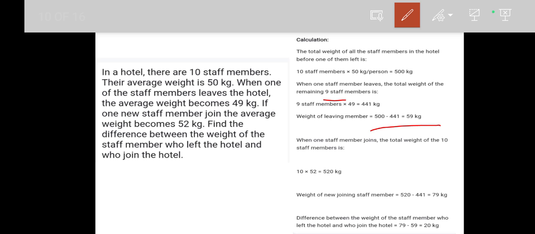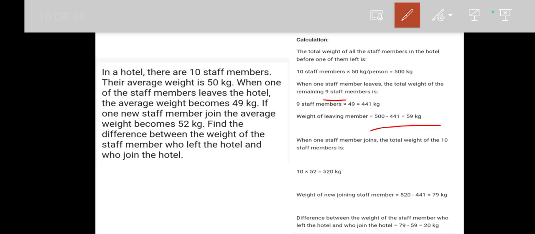Now when a new member joins, again the total staff becomes 10, right? So 10 into the average weight, which is said to be 52. So 10 into 52, 520. So when a person joins, it becomes 520.